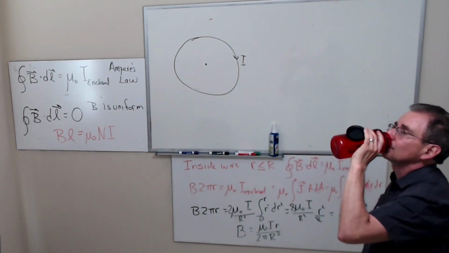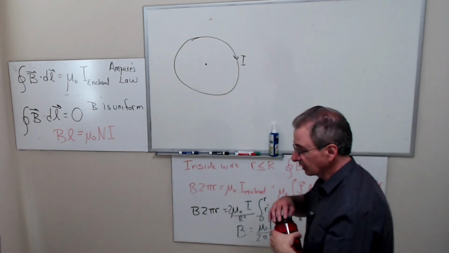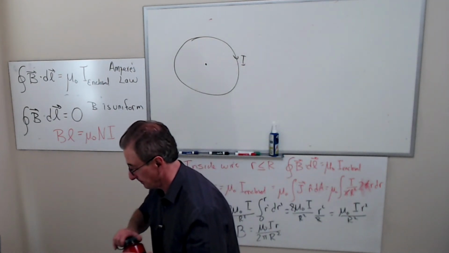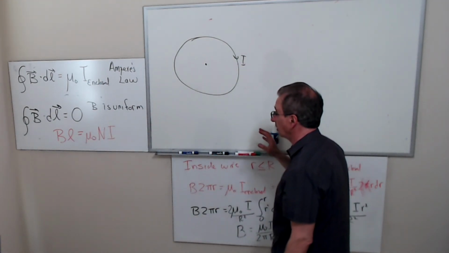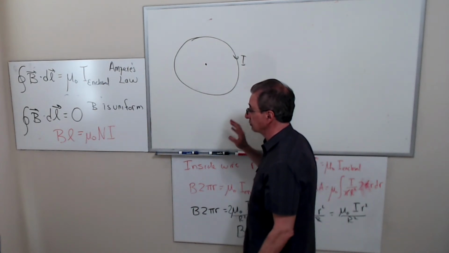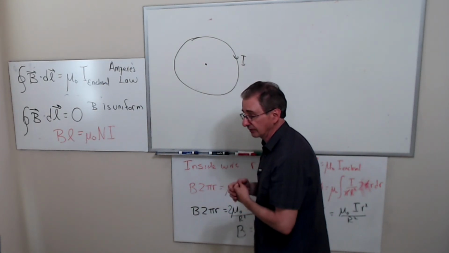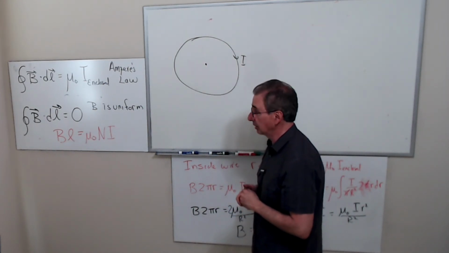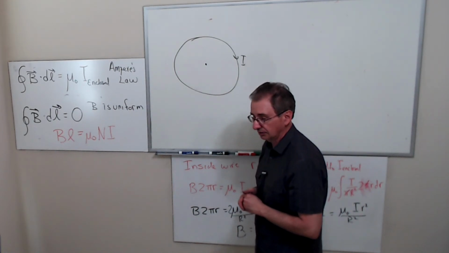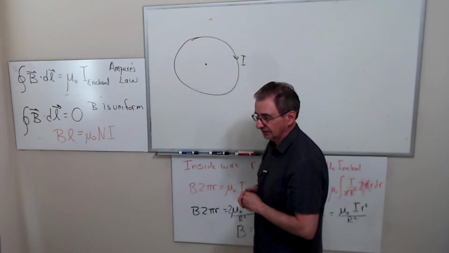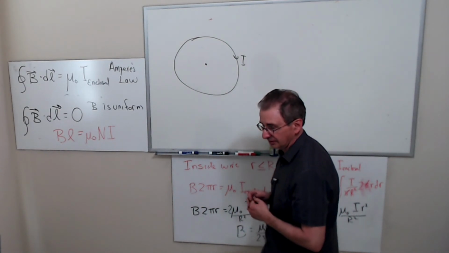Right. So go ahead. Oh, go ahead. No, I was just going to say that using Ampere's law to calculate magnetic field is very limited. A lot more limited than Gauss's law. Right.